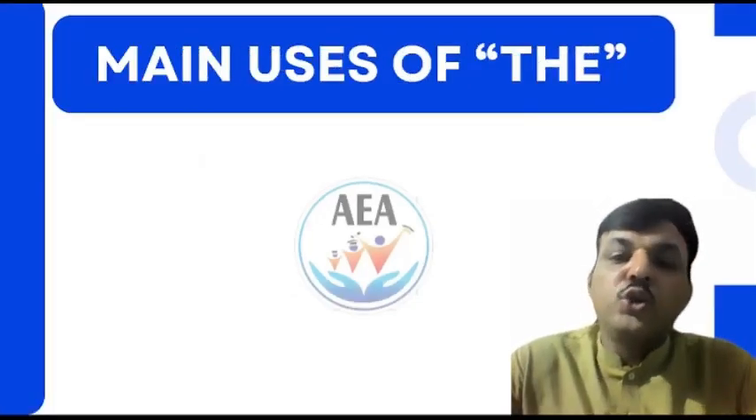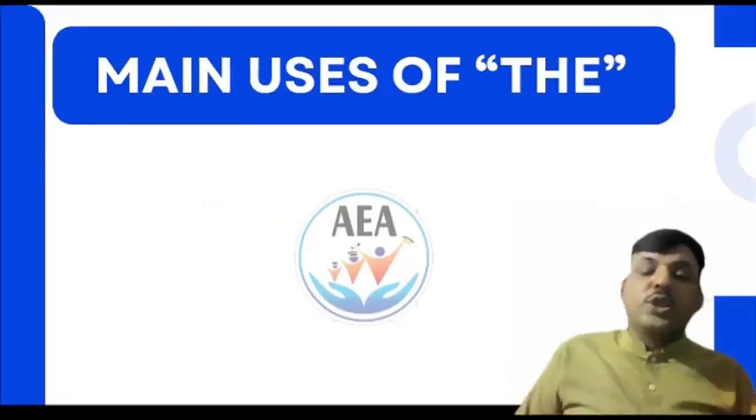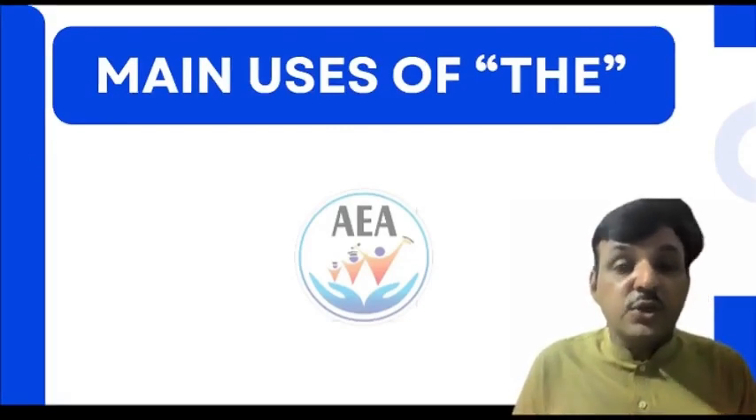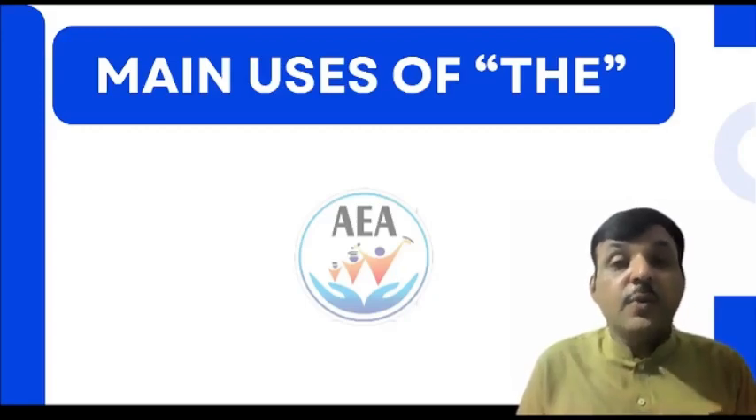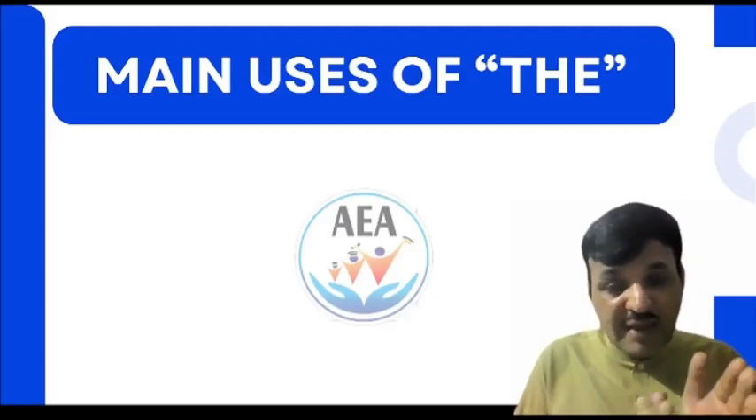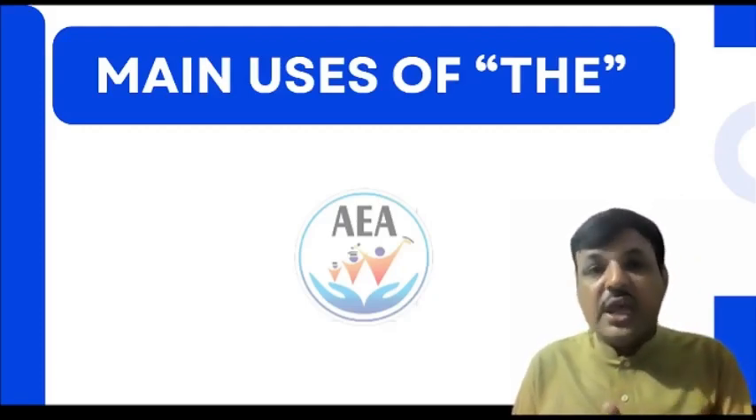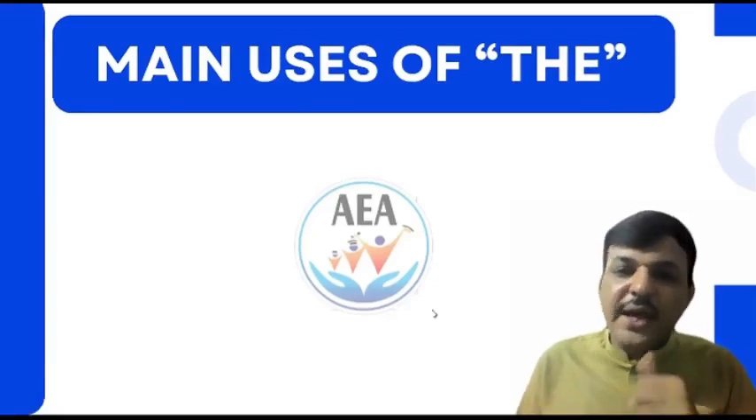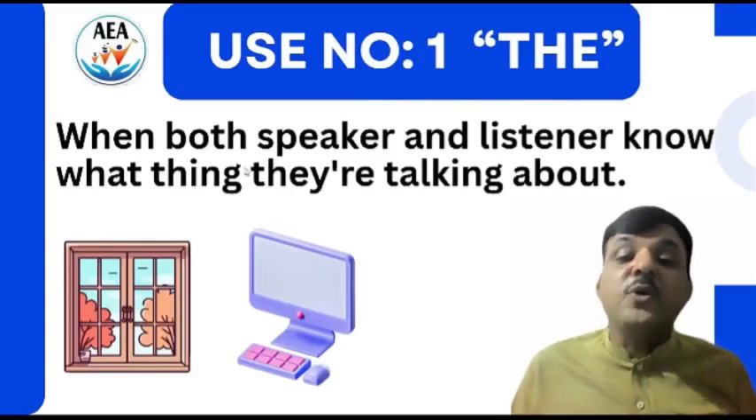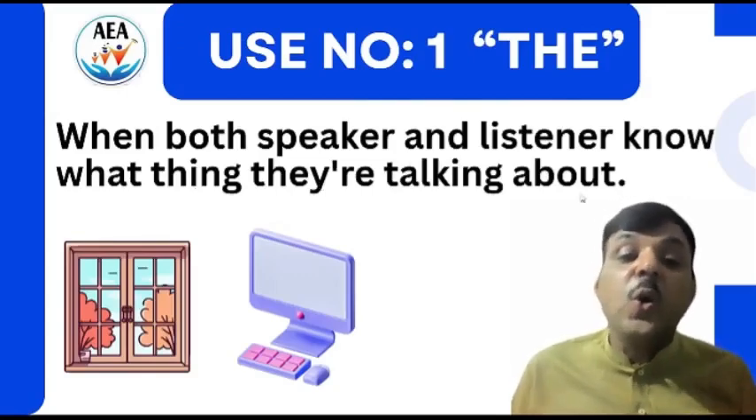If we talk about the uses of the article in English, remember, we always use the article "the" to make things specific. There are 10 uses of the article "the" in English that I have found. In this video, I will tell you the first 5 uses. After explaining each use, I will give you an example and then a task to do. Let's go next.